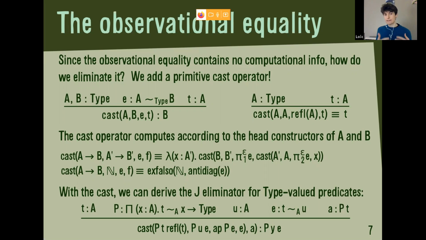And at first glance, this cast operator seems a bit less general than the usual J eliminator of the inductive equality. But in fact, because of proof irrelevance, we can derive the J eliminator for type-valued predicates. So if we take a type A with an inhabitant and a predicate that is valued in types, we can use the cast operator to realize the J eliminator. So we have the full generality of Martin-Löf type theory.